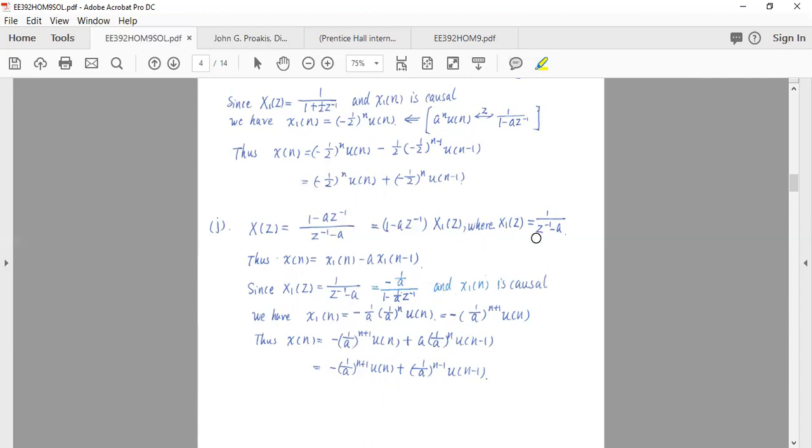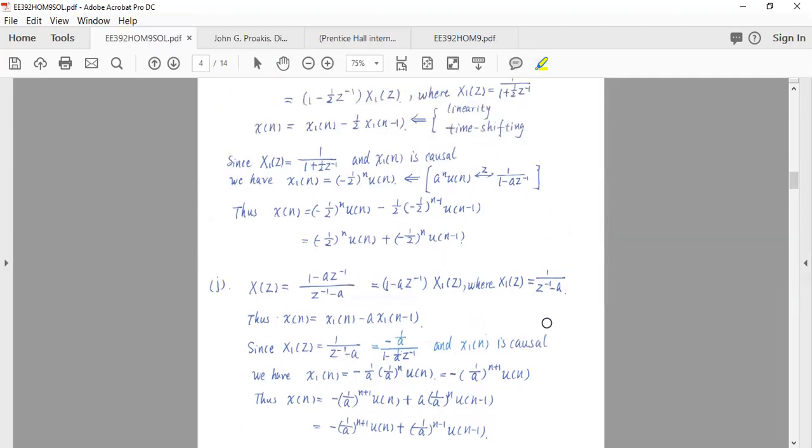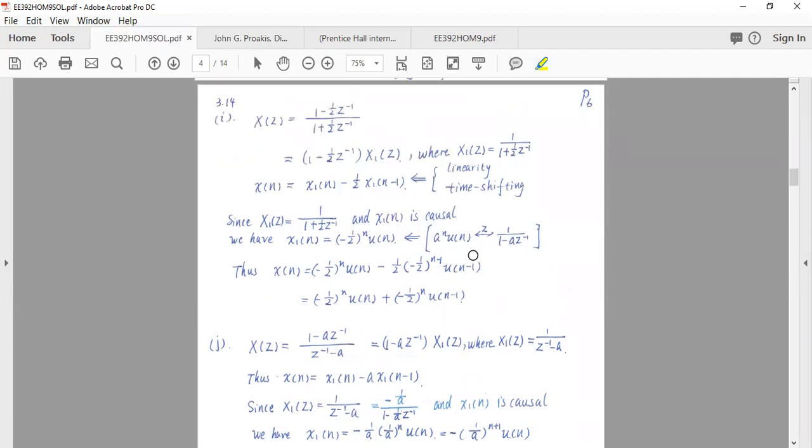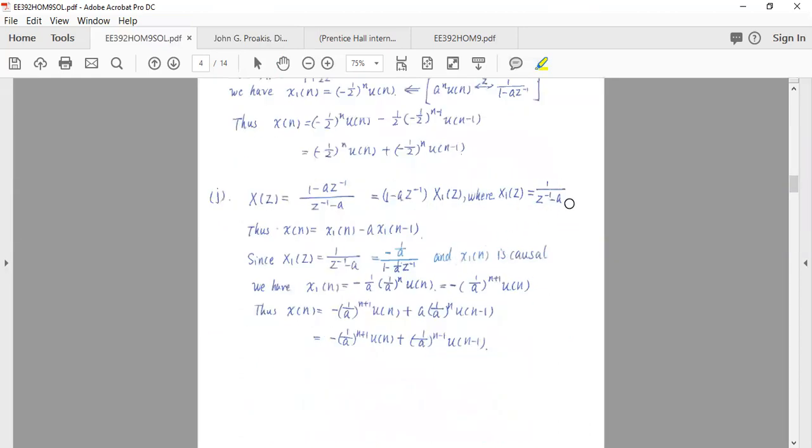Now our job is to just find x1 of n. So basically, we just need to perform the inverse transform of this particular signal over here. If we perform the inverse transform of this signal, we can use the properties given in your textbook, the causal signal properties. Or we can just use the properties that are listed in the question above here as well. We can use this particular property and find the inverse transform of this.